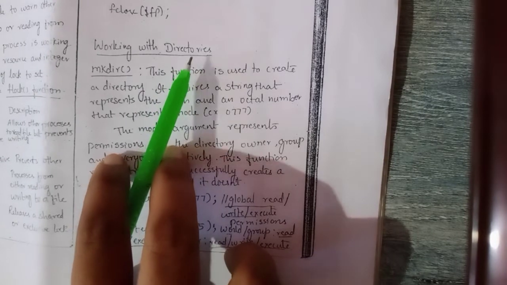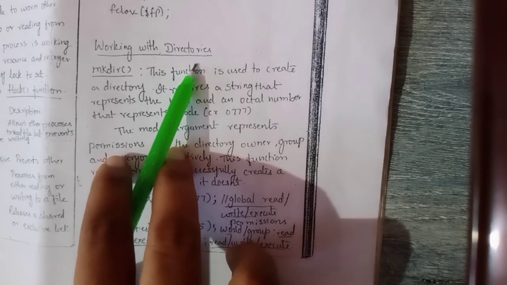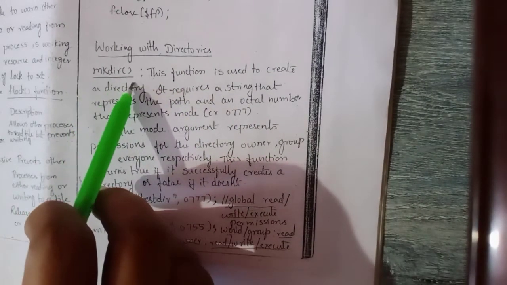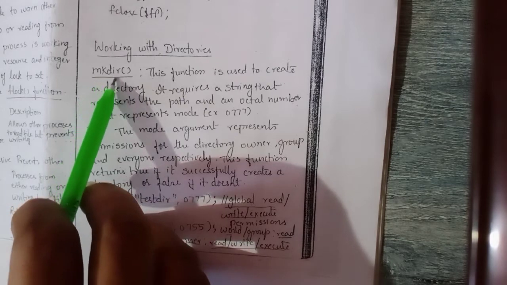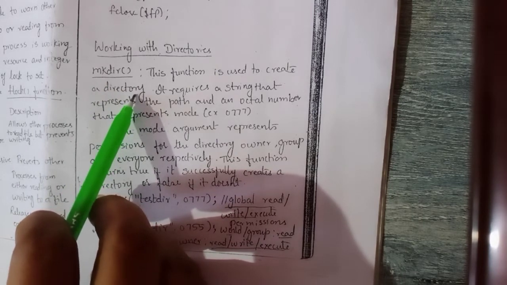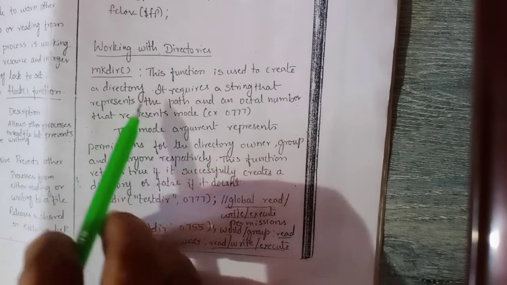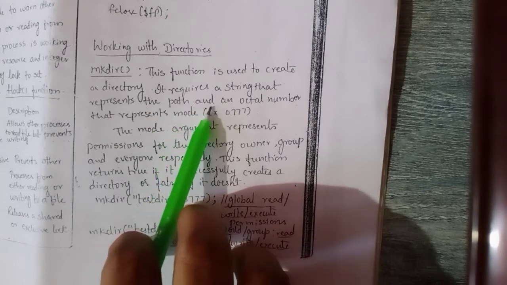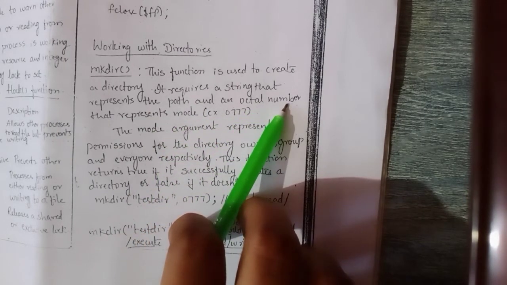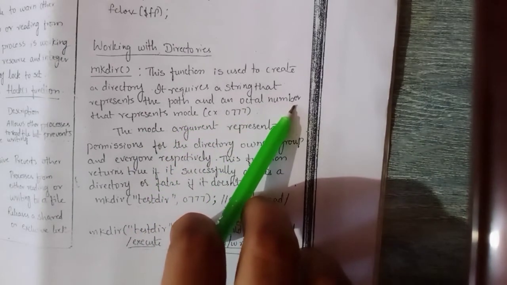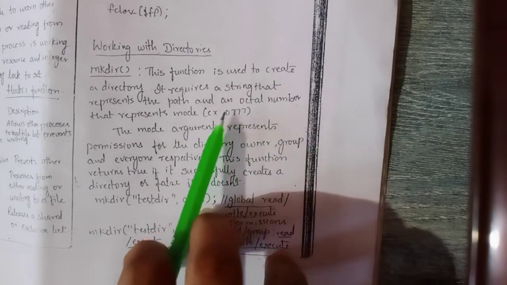Then how to create this directory? In order to create a directory, we have a function called make directory. What is it? Make directory, mkdir. This is the function which is used to create a directory, and it requires two arguments or two parameters, in which the first one is a string that represents the path, and the second one is an octal number which represents the mode. And we all know octal numbers are represented from 0 to 7.